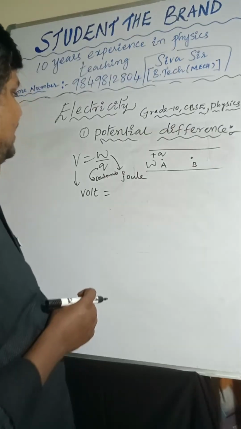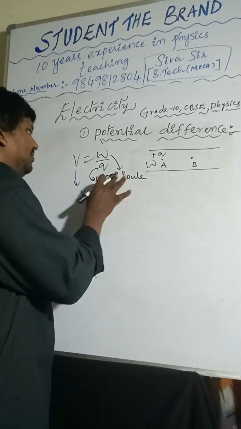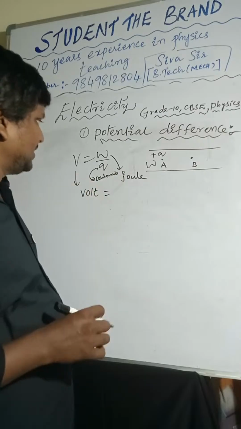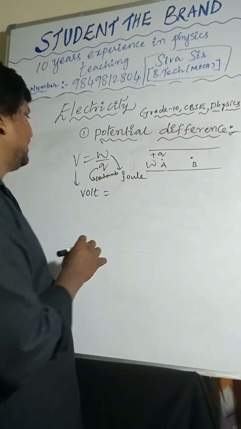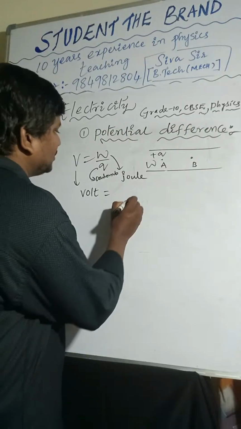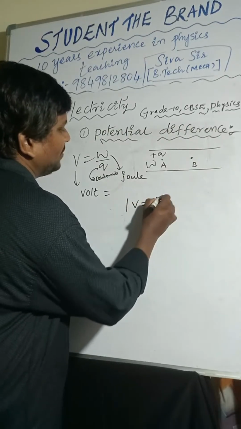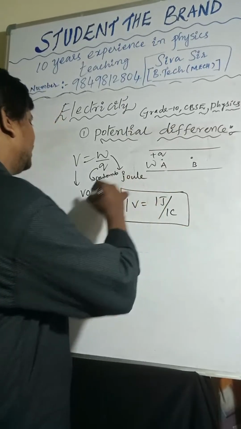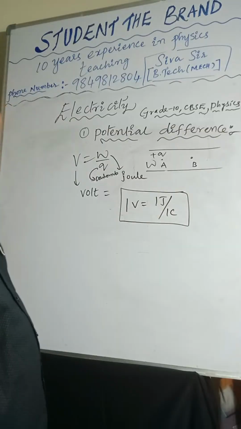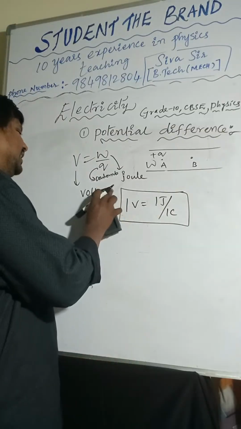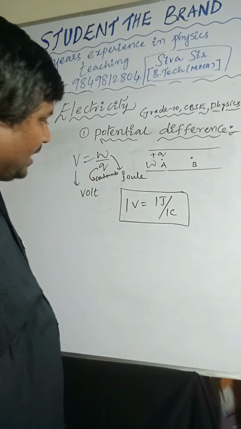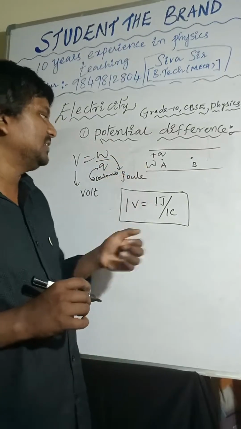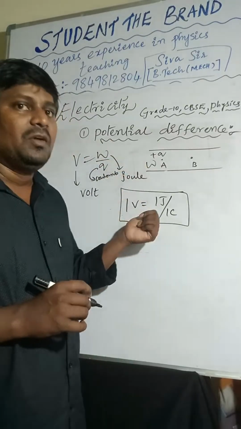So here you can see I am taking 1 volt, 1 joule and 1 coulomb. The SI unit of potential difference is the volt, the SI unit of work is the joule, the SI unit of charge is the coulomb. So 1 volt equals 1 joule of work done to bring 1 coulomb of charge.